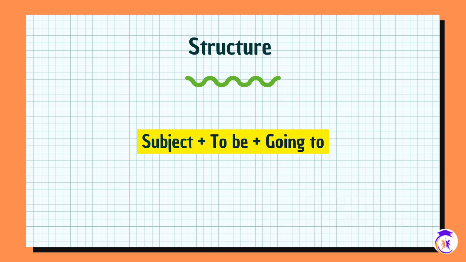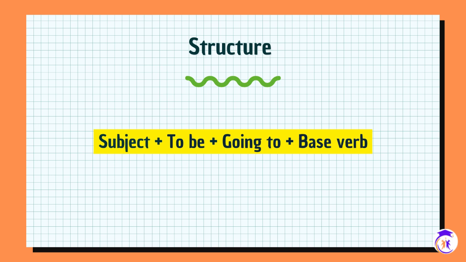Then put going to. This is a fixed phrase that we use to signal the future. After going to, place the base form of the main verb to represent the action to occur. Here, no conjugation is needed.